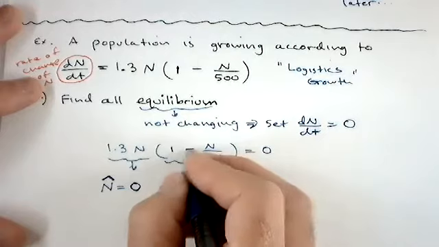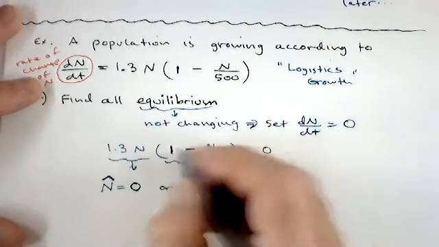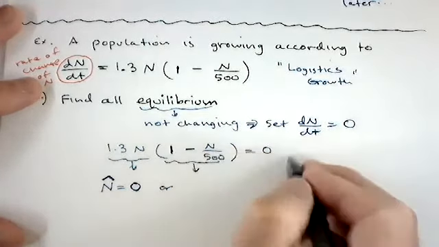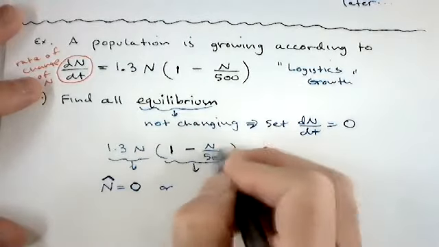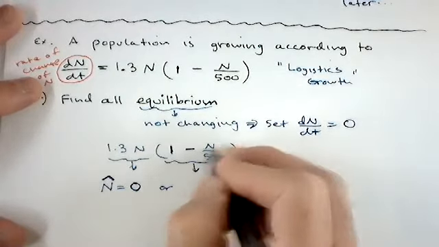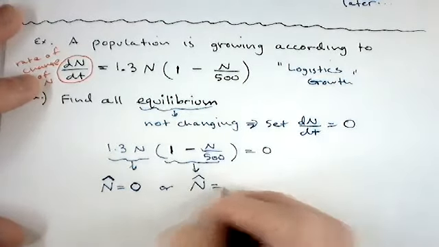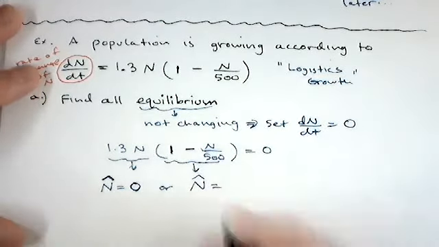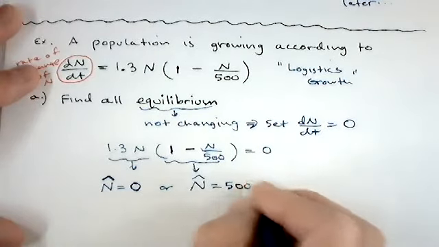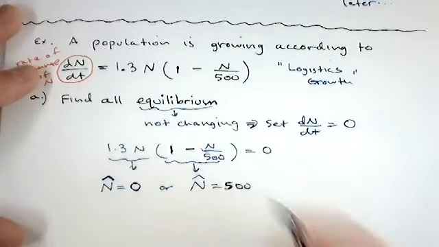Or now you can do the algebra, just think of it this way. If I've got 1 minus something equal to 0, what would this numerator have to be? This has to be 1, doesn't it? So what would N have to be there? It's going to have to be 500. Yes. Okay.